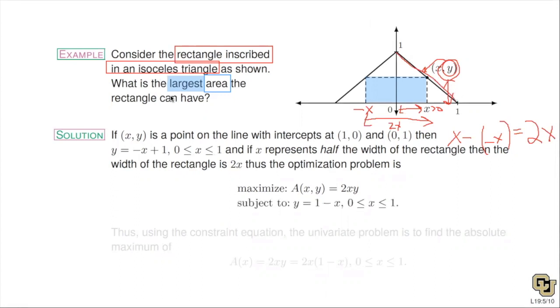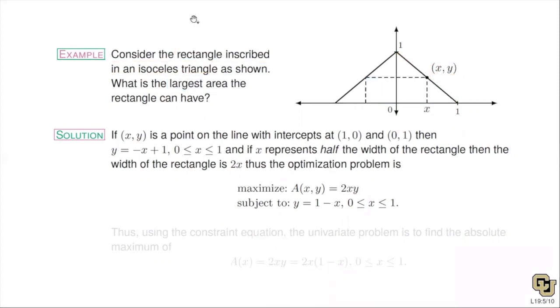So here's the constraint: we require y to equal 1 minus x, where x is between 0 and 1. What that says is, for any x value between 0 and 1, the y value will always be on this line. And then we'll get a corresponding rectangle depending on where along the line we are.